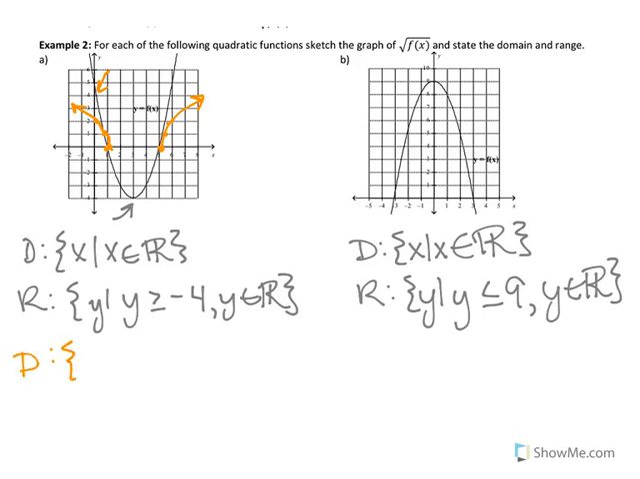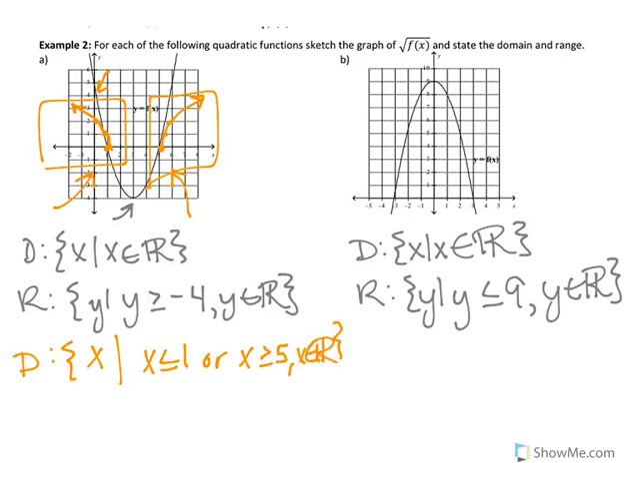So the domain for this one is going to be different because it's going to be to the right and to the left of these points. So we're going to say x can be less than or equal to 1, and that would be for this side. Or x could be greater than 5 for all the real numbers. And our range just needs to be greater than 0.